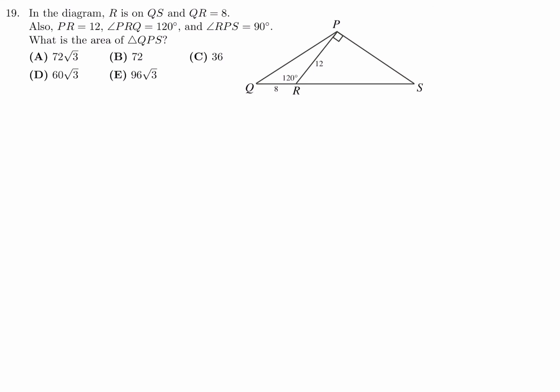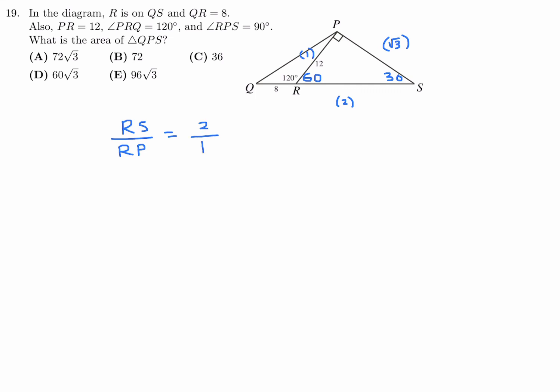Well, where do we want to start here? I guess this is all similar triangles in the sense that they're all 30, 60, 90, right? Because if this is 120, then this is 60. And then this is 90, and that means this is 30. So this is a 30, 60, 90 triangle, and the ratio of the sides are 1, 2, and root 3.